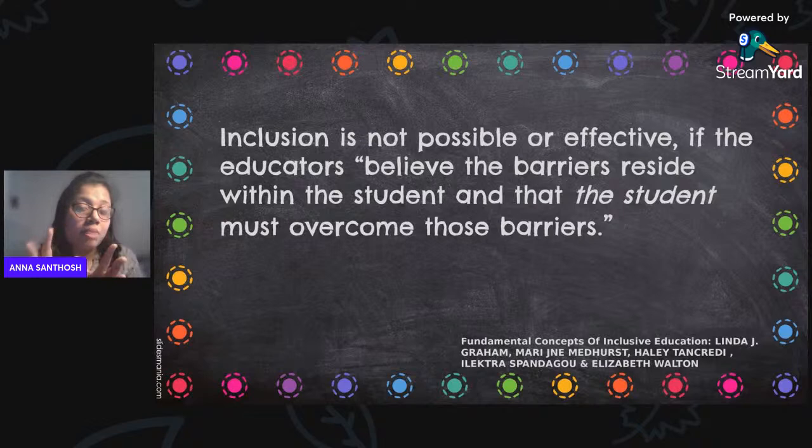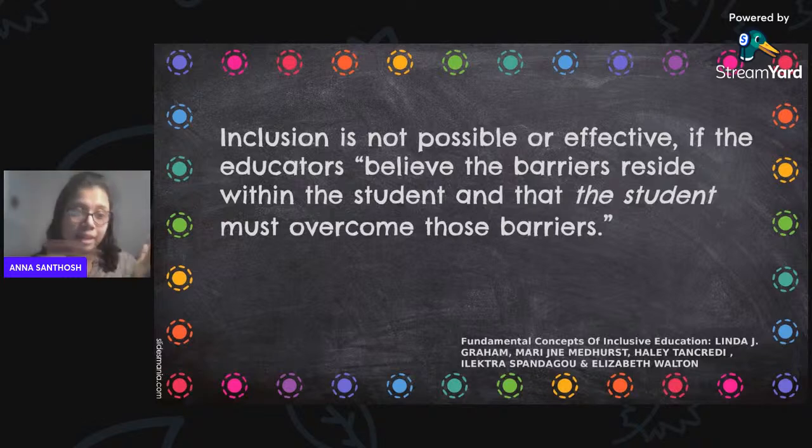This is something we need to get rid of from our thoughts, because if we believe in this, then inclusion is not at all possible, or we cannot make inclusion effective, because the student is not the actual barrier. The surrounding should be changed for the student to access the education in an inclusive classroom, not the student. I hope you got the idea. It is not the student who has to change, but the environment around the student.